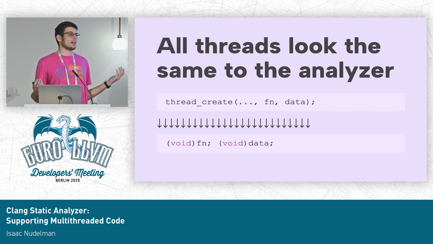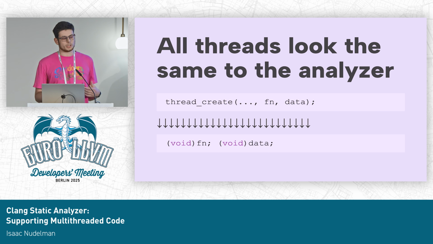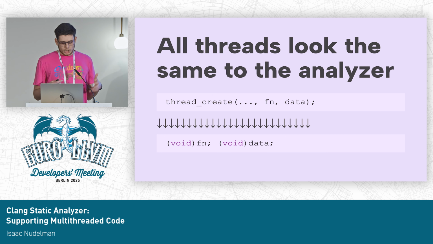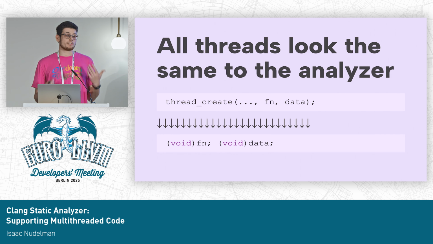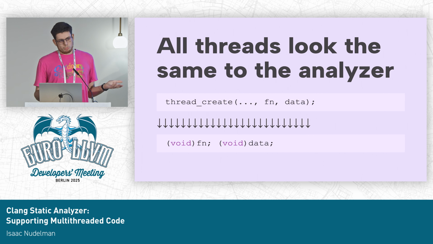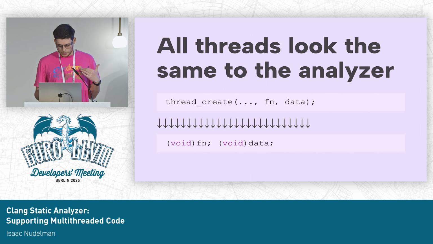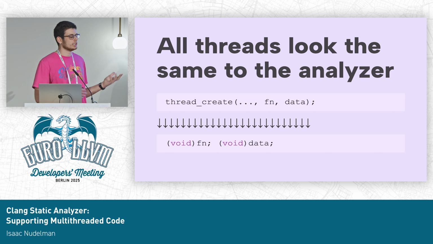So what happens now in the analyzer? What is our blocker? We can take a look at what happens. All threads, more or less, look the same. We have some function that the thread will execute. We have some data that we can give to the thread to initialize it. Maybe we have some additional metadata to name the thread or have a handle to the thread. And we really care about that function and that data.